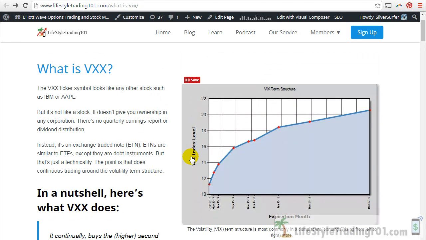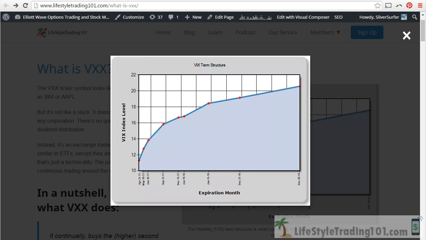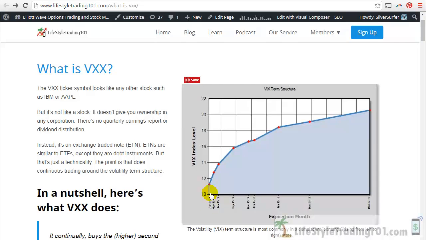When you look at the volatility term structure, they have different months. The front month would be here on the left. So this April contract for the VIX futures would be considered the front month, then the second month would be May, and the third month would be June. Obviously it's relative to whatever the current date is when you're watching this video. But the front month and the second month are the ones that we care about. All this other stuff is not relevant to the VXX.